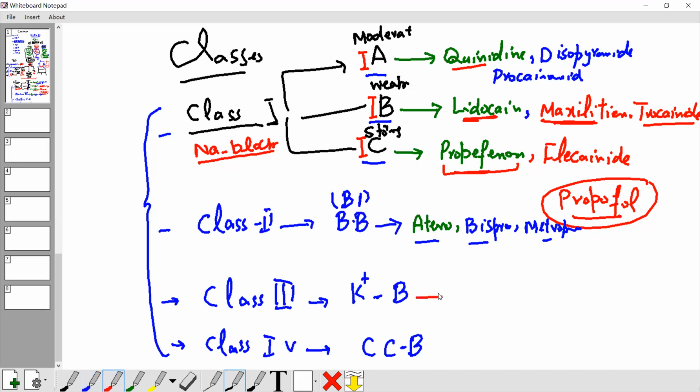Class 3. In class 3, we have a very dangerous drug, very effective, but with a lot of side effects. This antiarrhythmic drug we consider a one-man army. It can control any type of arrhythmia. The only problem is the side effects.